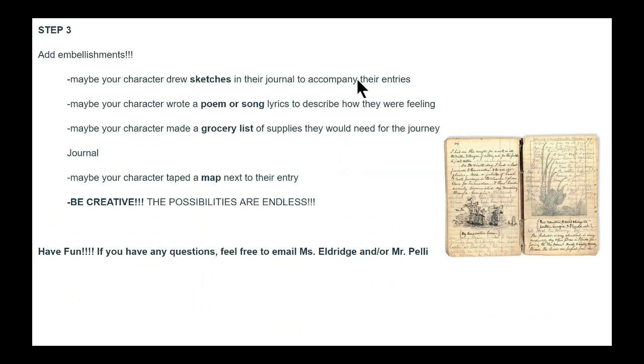The final step was to add embellishments, allowing them that bit of creativity. So, for example, maybe their character would draw sketches in their journal to accompany their entries, or they could write a poem or a song, or even a grocery list, or put a map next to their entry. I told them to be creative. The possibilities were endless. And this is where I really got to see the students shine in terms of specific skills that they had and passions that they had.